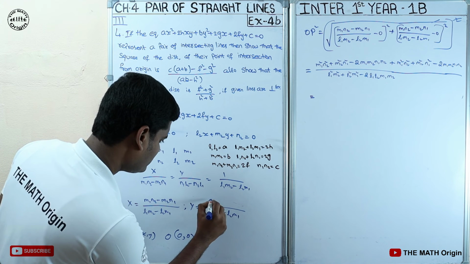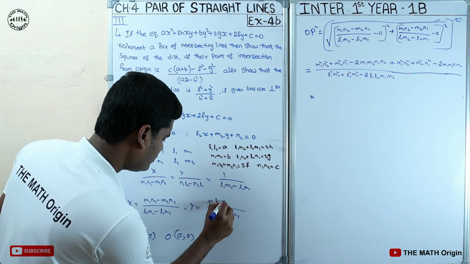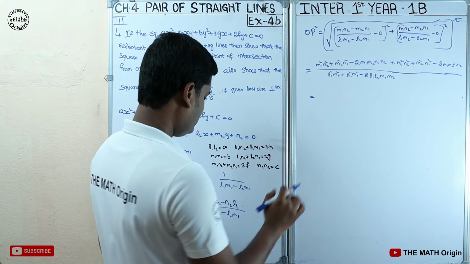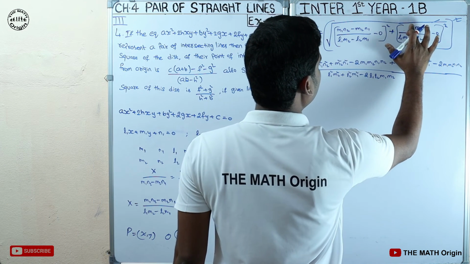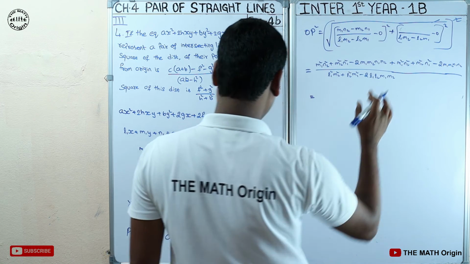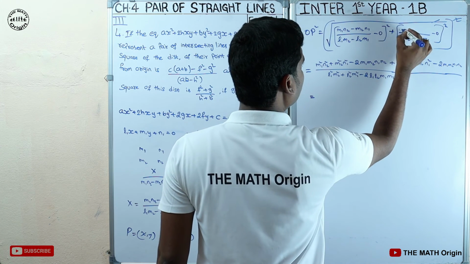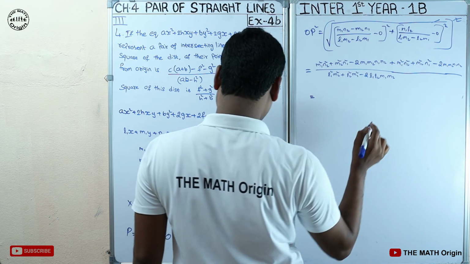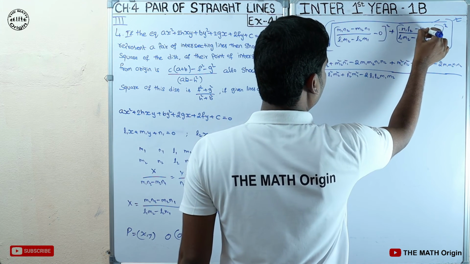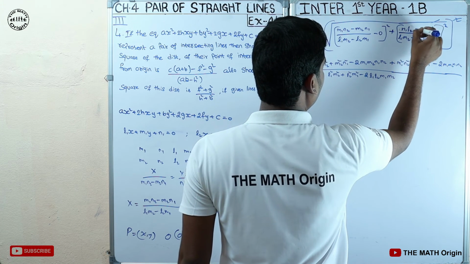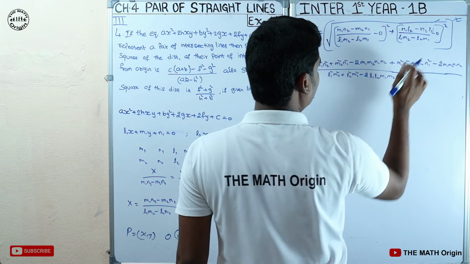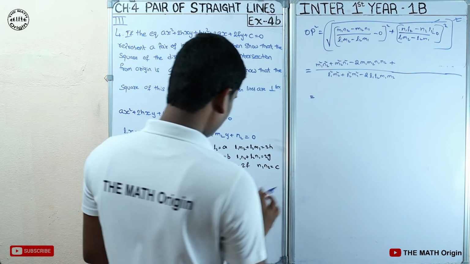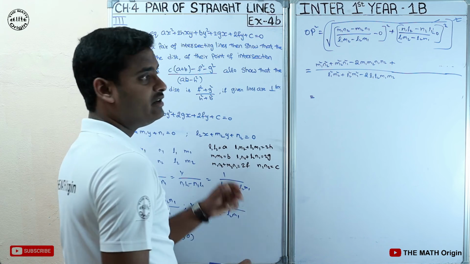I'm sorry, here is a small mistake. It is n1 l2 minus n2 l1. So the y coordinate will be n1 l2 minus n2 l1. Okay, n2 l1. So from this, the denominator will be the same, only the numerator values differ.